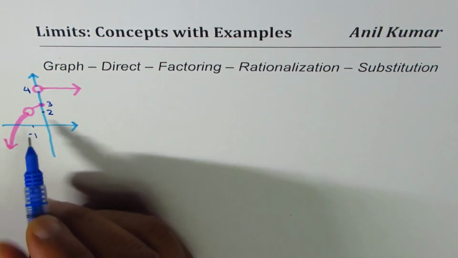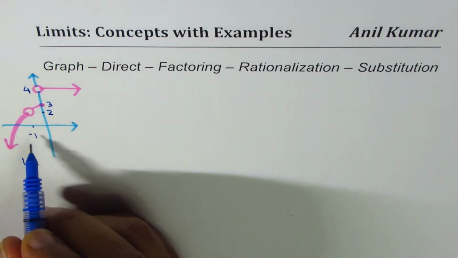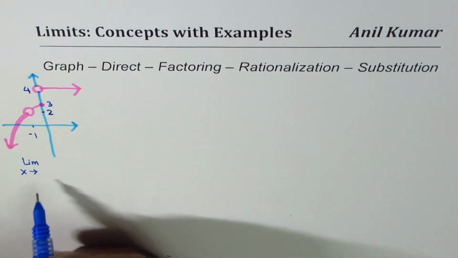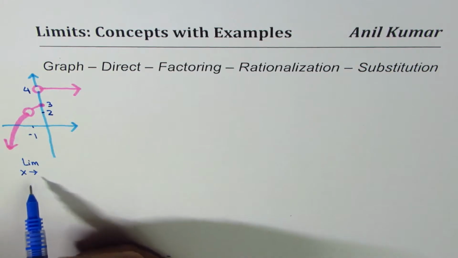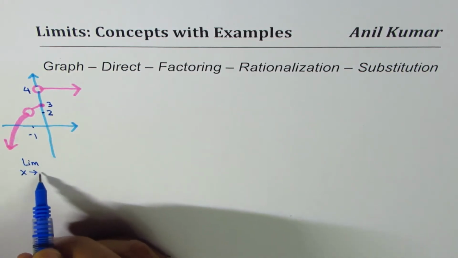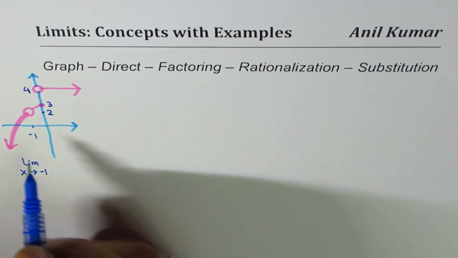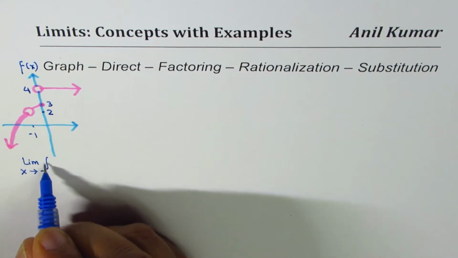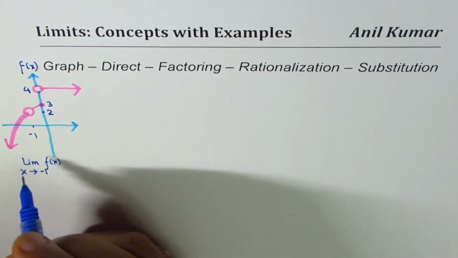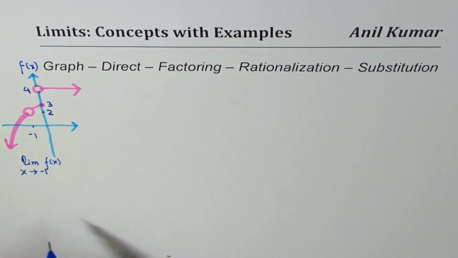Let us see, we want to find limit as x approaches. So kind of important concept is, it is not the value of function at a point, it is the value which you approach. As x approaches -1, let's take this point. For the given function f of x, so limit of this function f of x.